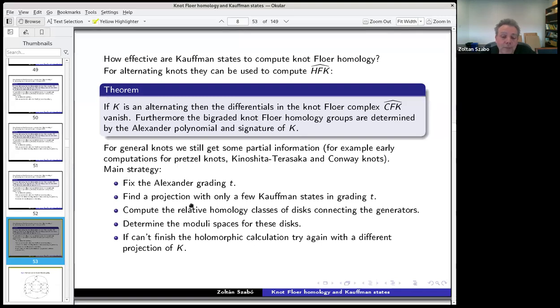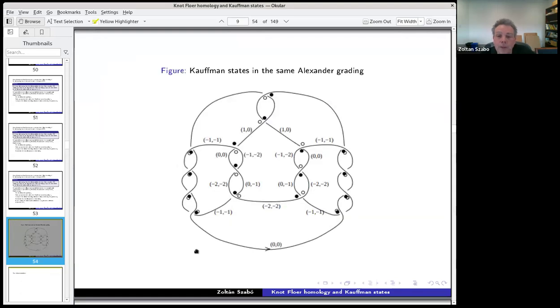So this is a very simple approach. Turns out in some cases it works very well. In fact, for some infinite families, it works really nicely and gets interesting results. And if that's okay, I would like to discuss a little bit this case, which is one of the Kinoshita-Terasaka knots. It's actually not the simplest Kinoshita-Terasaka knot.